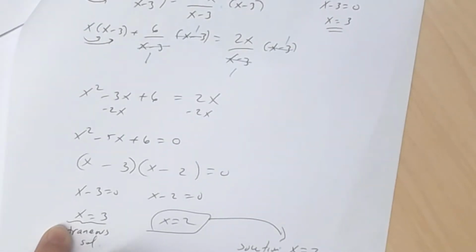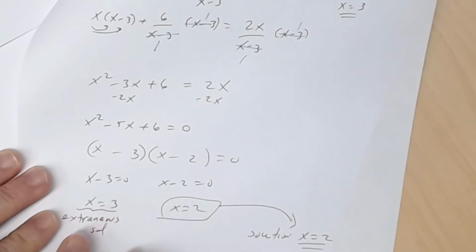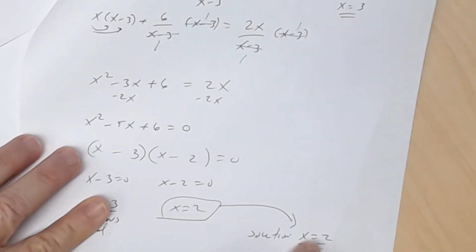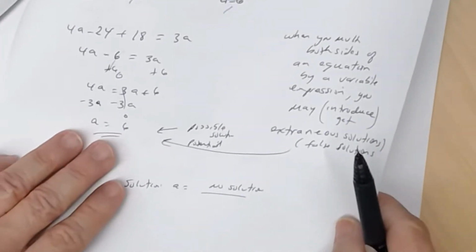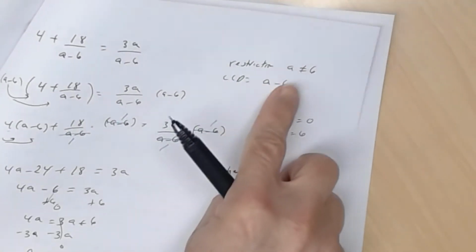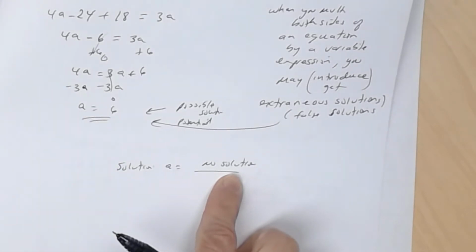Okay? All right, now notice, even though we had two potential solutions, one was a false solution, so this was our only solution, and we had to say just this one. When we did this one, that was our only potential solution. It was a restriction, so we had to say no solution. Okay? All right. Now that's going to take care of that review.